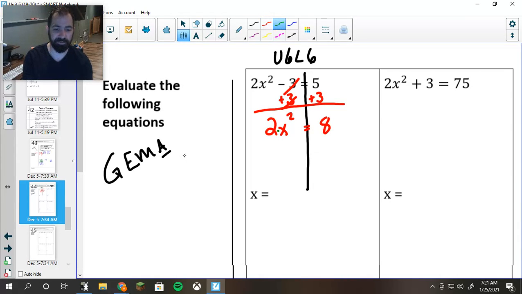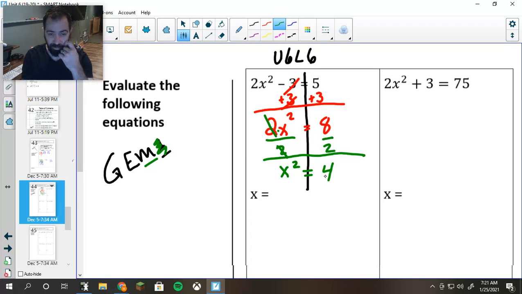Next step, since we did our addition and subtraction, we can get rid of our multiplication or division. We have multiplication here. Divide by 2. Opposite of multiplication, we're left with x squared equals 8 divided by 2, which is 4. Okay. And our last step is to get rid of our exponents here. Well, opposite of a square is a square root. The square root of x squared is just x, and that equals the square root of 4. And the square root of 4 is 2.